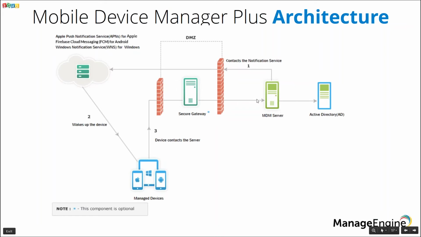Once the device contacts the server, it knows what command to process. In this example, it will fetch the geo coordinates of the laptop and send them back to the MDM server. As an administrator, I'll be able to see that location on the map. So this is how the workflow or the communication flow will be from the server to the device. Whatever command you initiate goes to the notification services and wakes up the device, which in turn will contact the MDM server to process it.